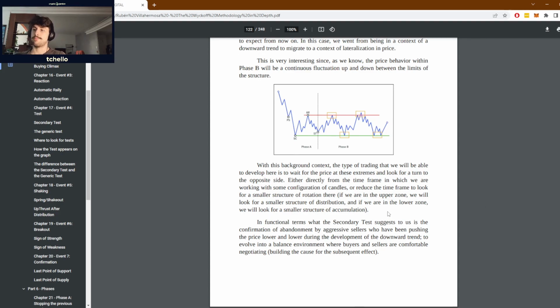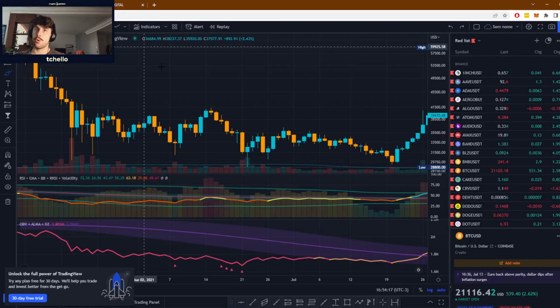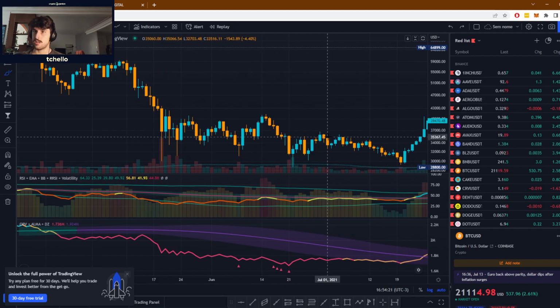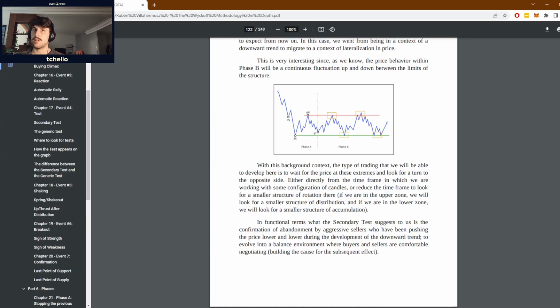All right. So essentially, what it suggests to us is that, both in a distribution like up here or an accumulation like down here, the aggressive sellers or the aggressive buyers, the guys that are buying or selling at market price, are abandoning the market, right? And so everyone that was pushing that price lower or was pushing that price higher, they are gone, or they are not interested anymore in staying in the market, all right?